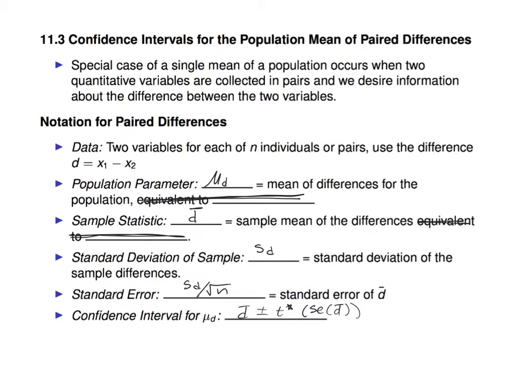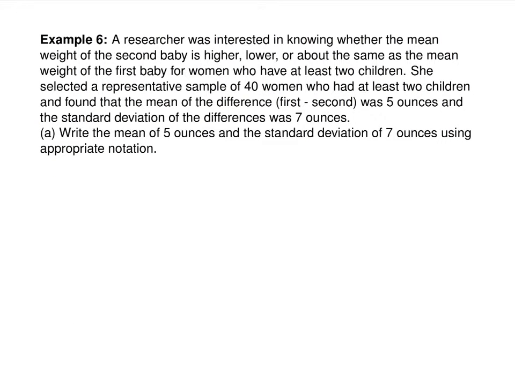So we'll do one example where we're already given a lot of the information, and we'll do one example where we actually have to find the differences and then work with them, okay? All right. So a researcher was interested in knowing whether the mean weight of the second baby is higher, lower, or about the same as the mean weight of the first baby for women who have at least 2 children.